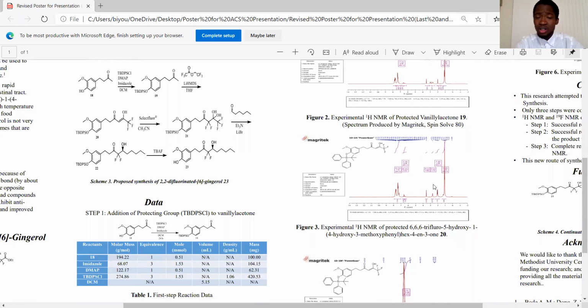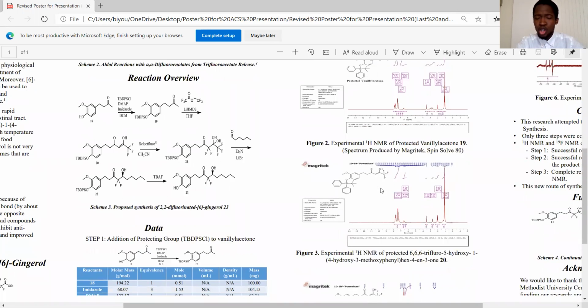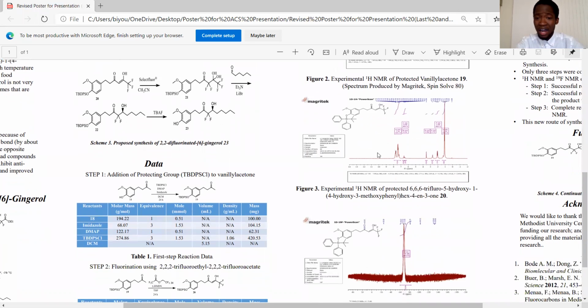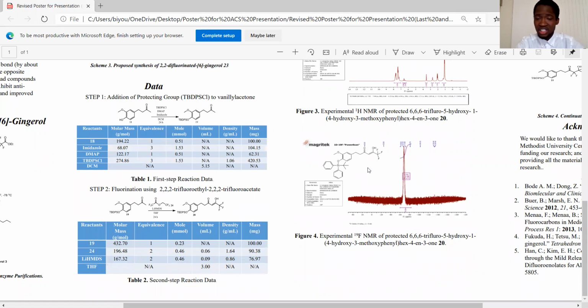And then what is here? This compound is very interesting compared to this one because it has fluorine atoms. So we further analyzed it by conducting a fluorine NMR. And this fluorine NMR is an indication that this reaction was really successful because we actually found our fluorine peaks between negative 60 and negative 70.